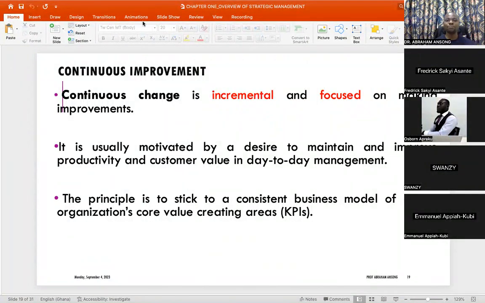So it is usually motivated by a desire to maintain and improve productivity and customer value in day-to-day management. So you don't do the same thing every day. Consistently, you have to be thinking about how to improve upon your services. Okay. The principle is to stick to a consistent business model of an organization's core value creating areas.